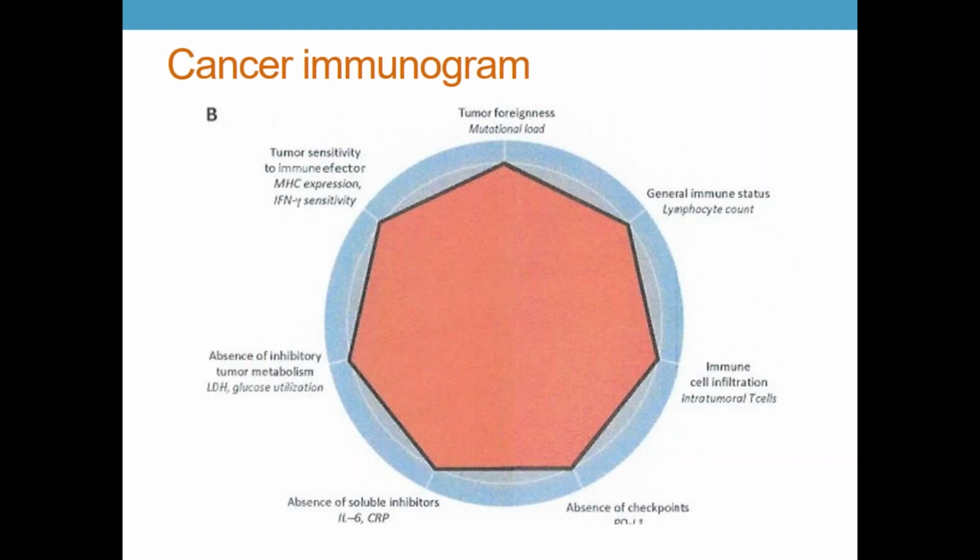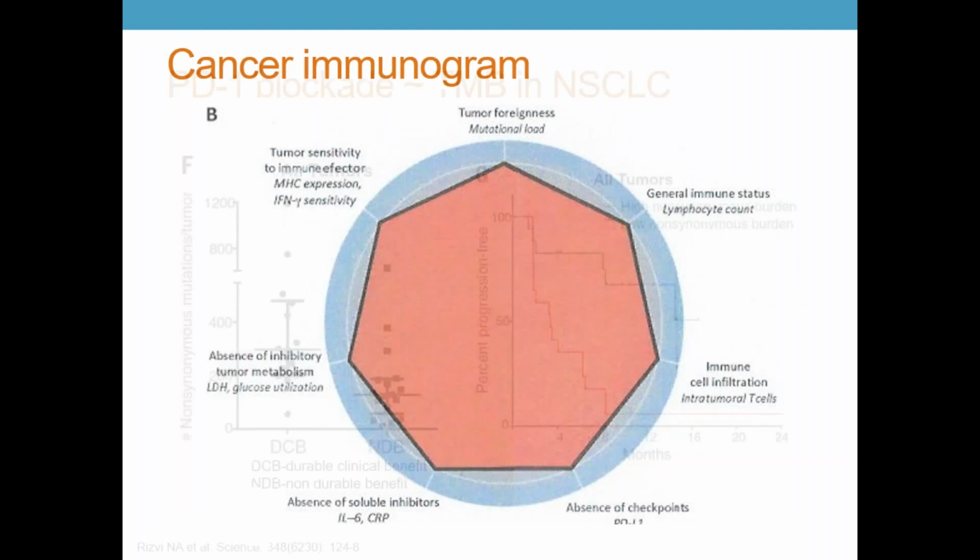So these are the components, and any one of these or any combination of these that is abnormal can interfere not only with the innate immune response against the tumor cell, but also with the therapeutic immune response. Next slide.